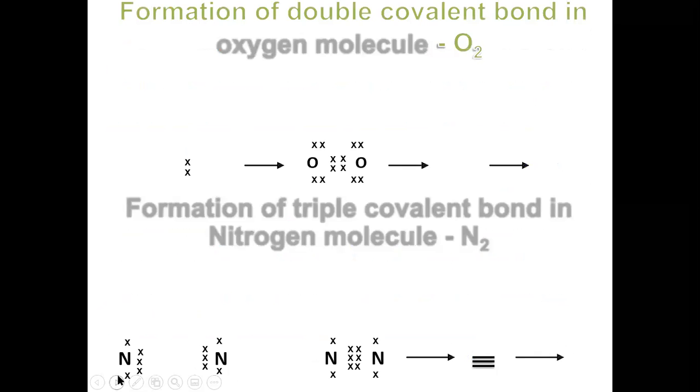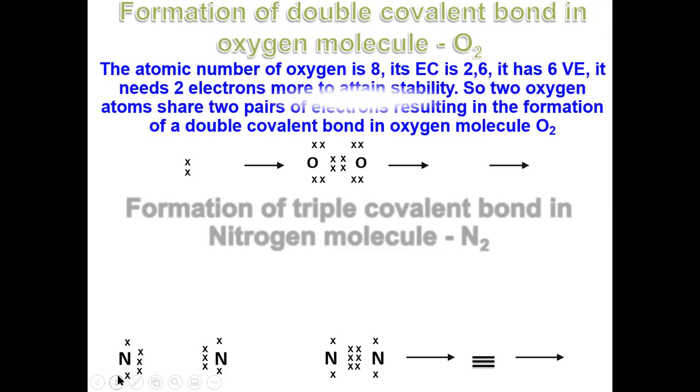Now we will discuss the formation of a double covalent bond, for example, the oxygen molecule. The atomic number of oxygen is 8 and its electronic configuration is 2,6. It means in the outermost orbit of oxygen, 6 valence electrons are there. It needs 2 more electrons to attain stability. So two oxygen atoms share two pairs of electrons, resulting in the formation of a double covalent bond in the oxygen molecule.